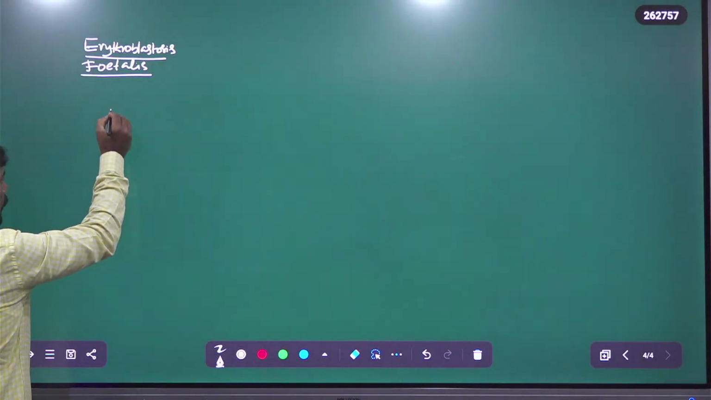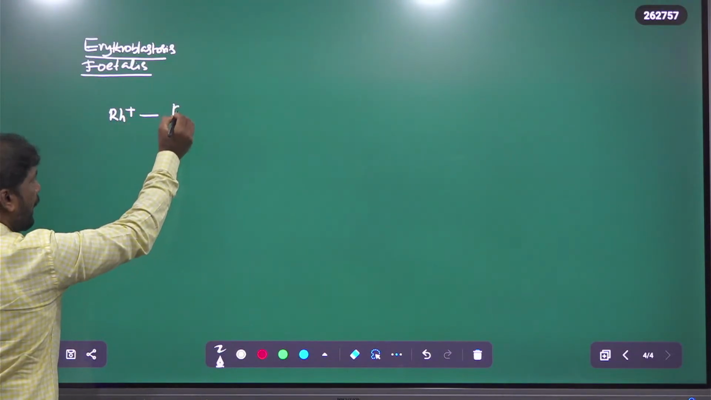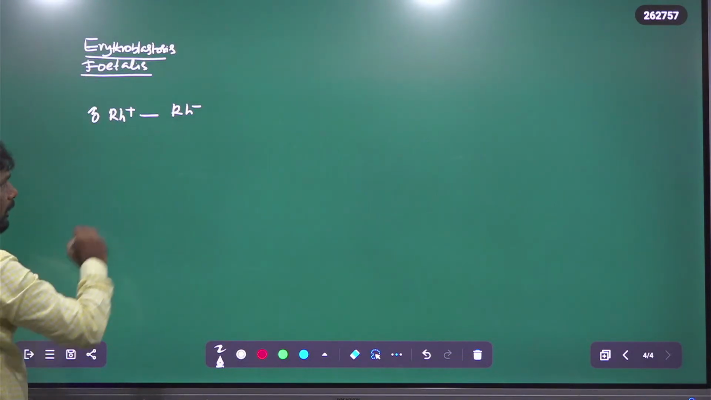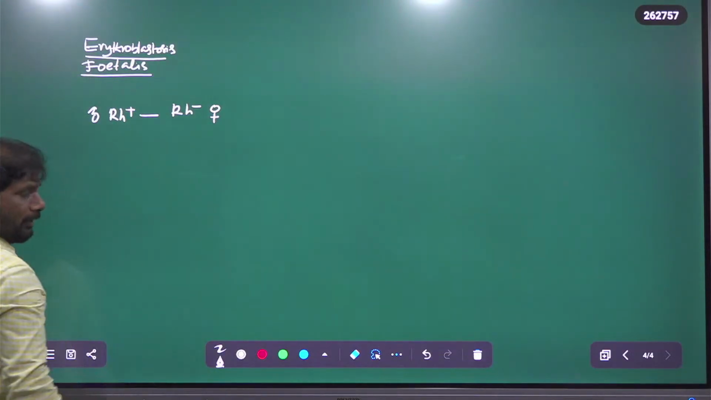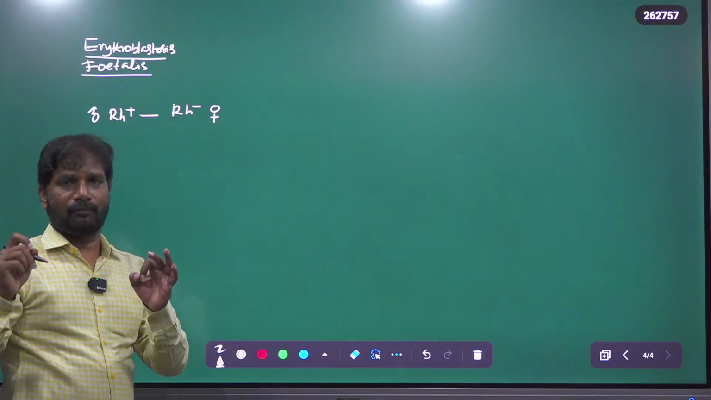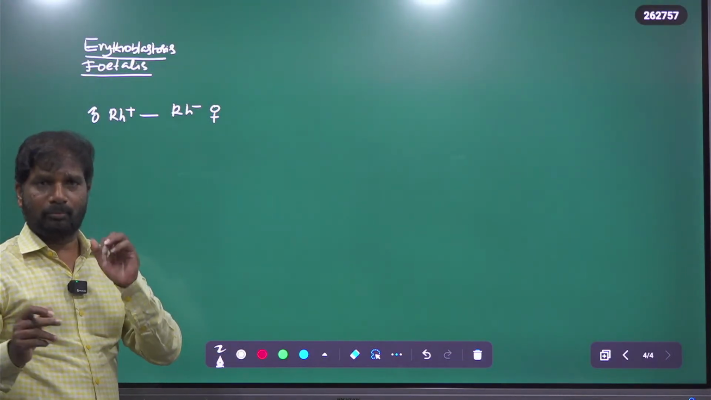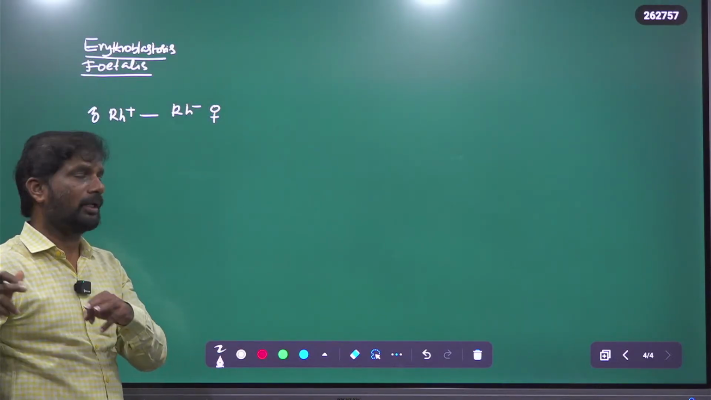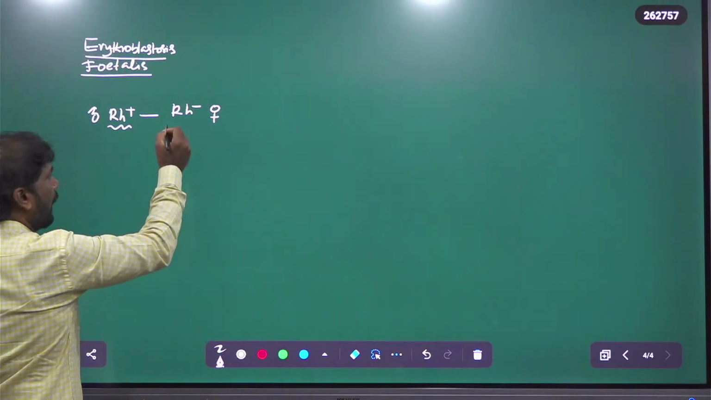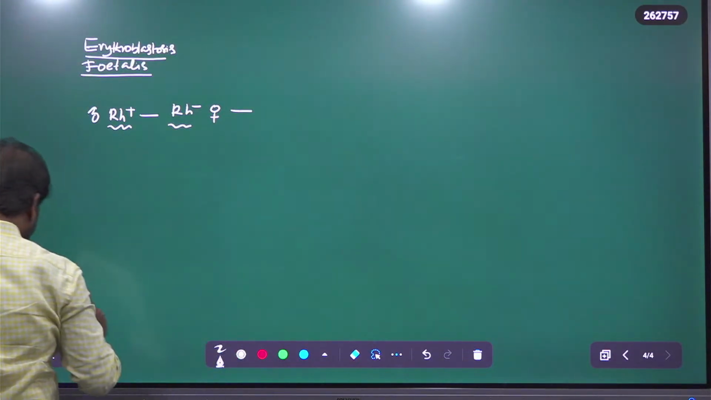Generally, we can say that when an Rh positive person marries an Rh negative person, for example the male is Rh positive and the female is Rh negative, this marriage can lead to the death of the second baby, or the third or fourth baby. The first baby is safe, but the remaining babies can die. So this marriage is not acceptable.